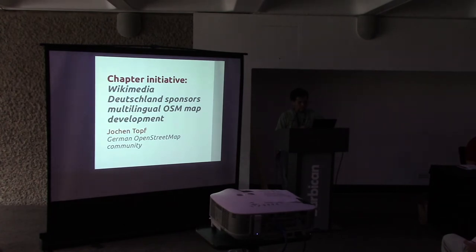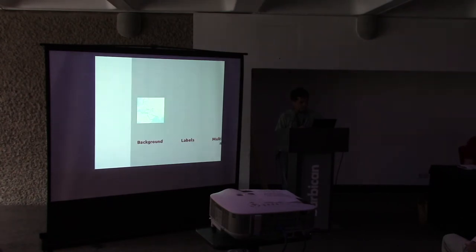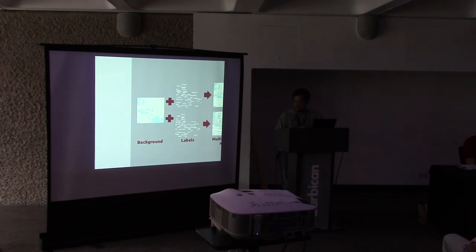There's also Wikimedia Deutschland. In 2012, they sponsored the development of the multilingual OSM map. This was developed by Jochen from the German OpenStreetMap community. And the idea is that you can have background maps without labels, create separate labels for different languages, just Japanese and French, and then you can overlay them on top of each other to produce your multilingual maps. So there's a plan to incorporate this technology into the Wikimedia Foundation servers, hopefully the WMF tool labs.